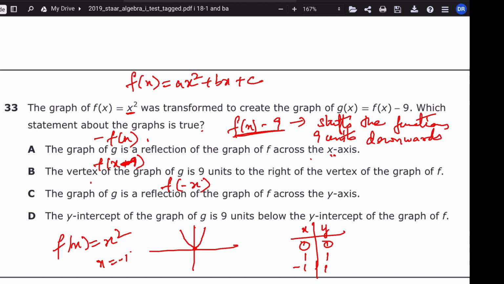This is across the x-axis, this is across the y-axis, and therefore option D: the y-intercept of the graph of g is 9 units below the y-intercept of the graph of f. So it shifts the function 9 units downwards, that is, 9 units below whatever y-intercept is given. Therefore D option is correct. So this is the way we answer this.